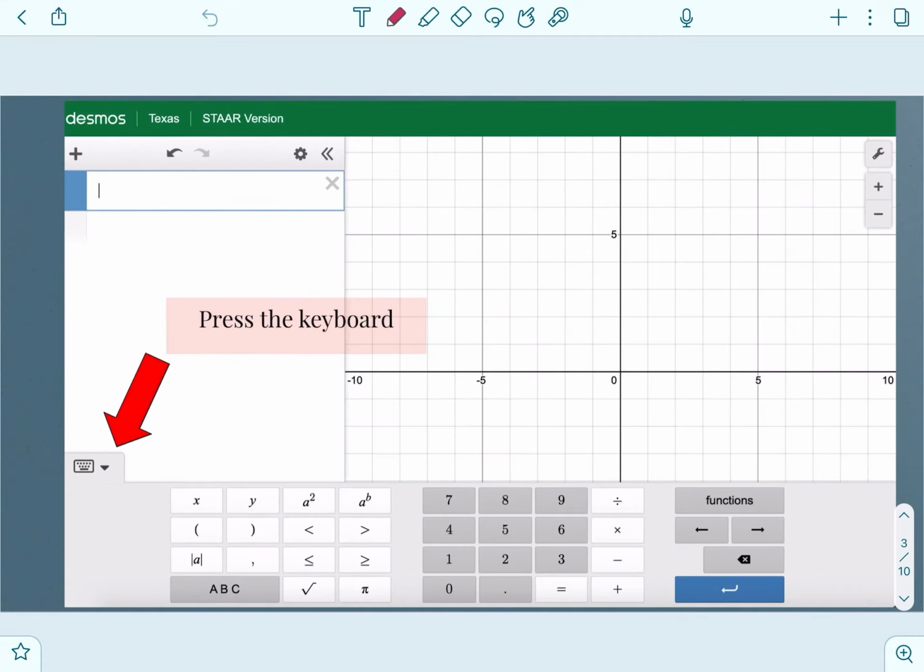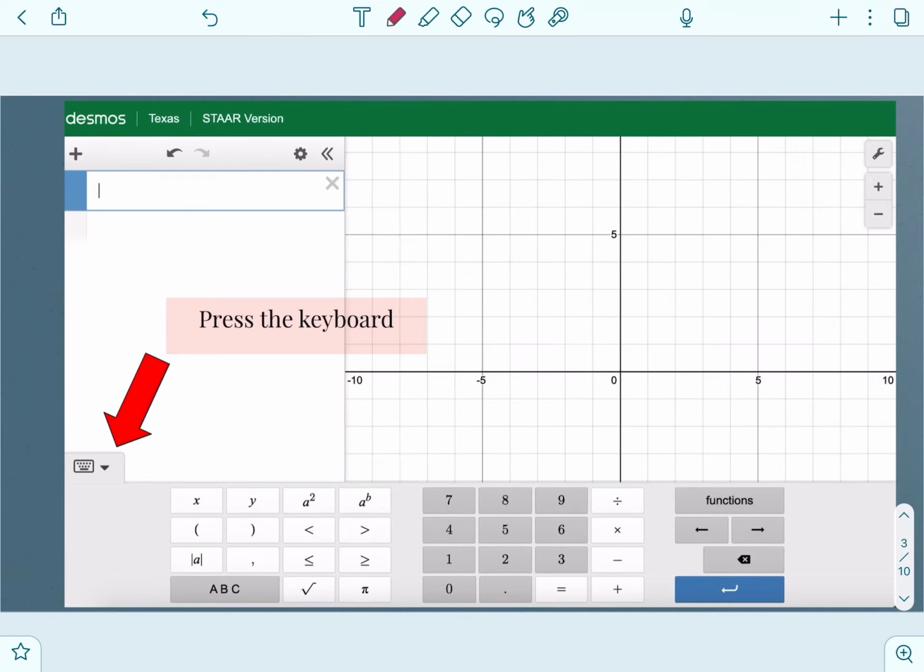So this is a quick demonstration of what keys you need to know for this unit. First thing is that the keyboard option is at the bottom. You can hide it or show it. You need to pull it up, and there are the four functions: adding, subtracting, multiplying, and dividing. And then there are a few additional things you need to use for this unit.